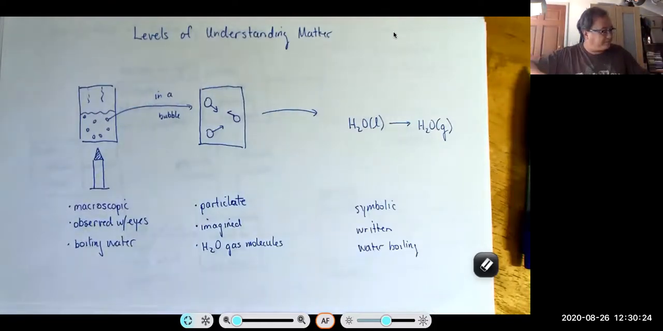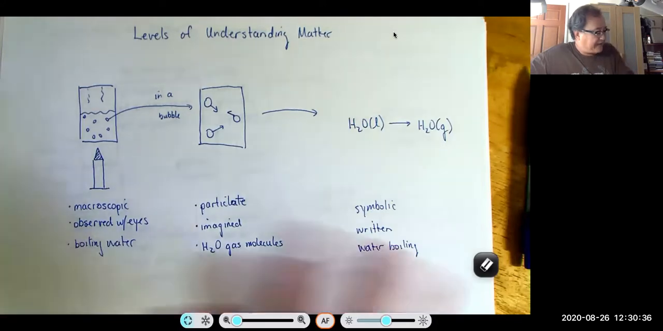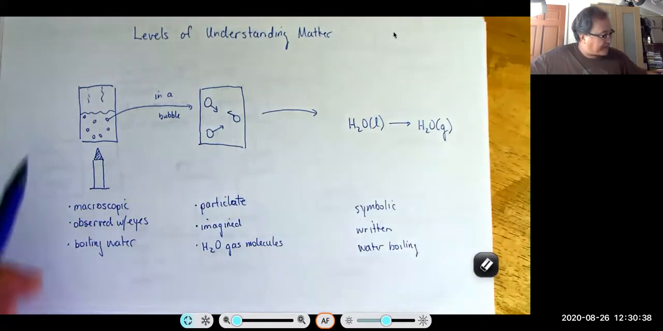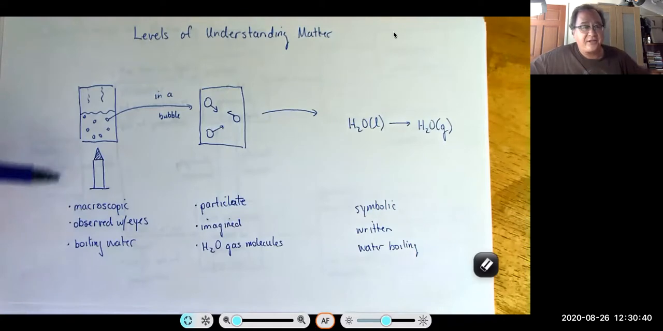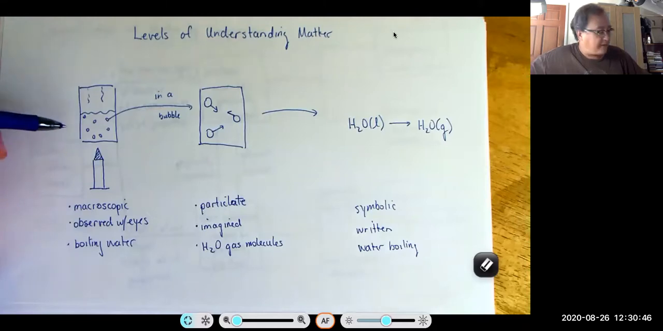Okay, I really like this slide in the book. They talk about levels of understanding for matter, but it's basically for chemistry. So when we take a look at the levels of understanding, one of the levels we have is that which you can observe with the eyes. So this is supposed to be a boiling cup of water.